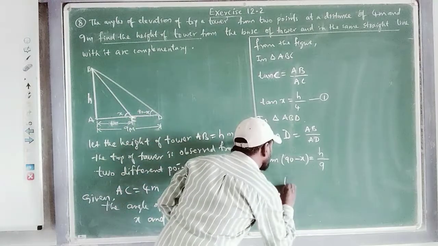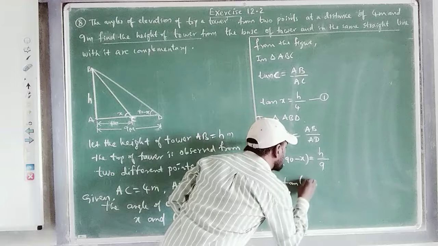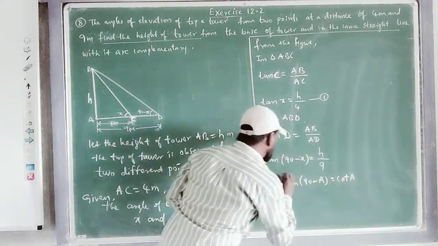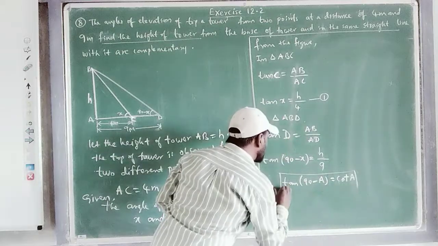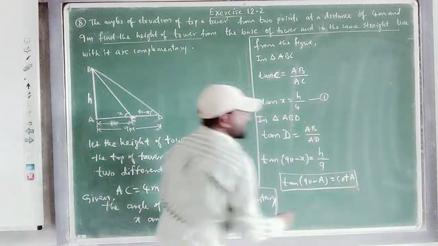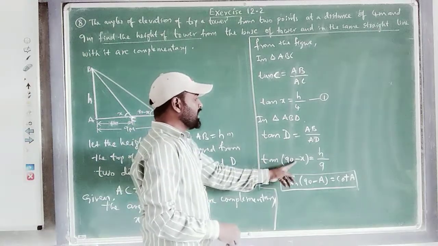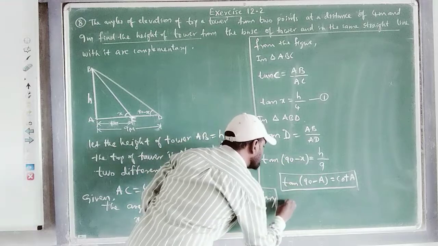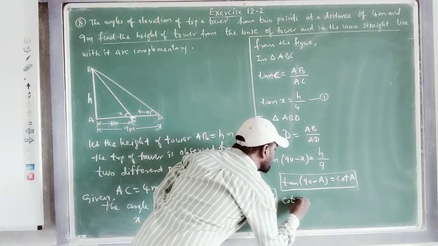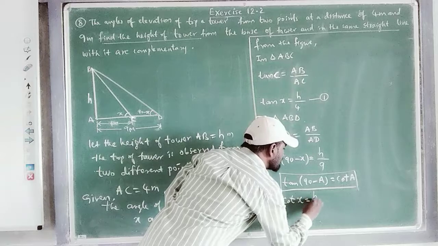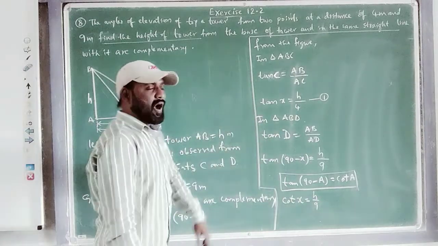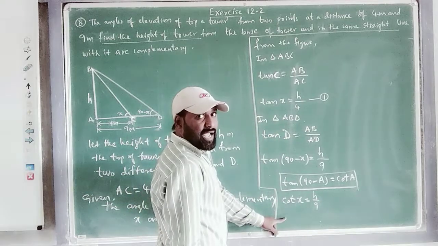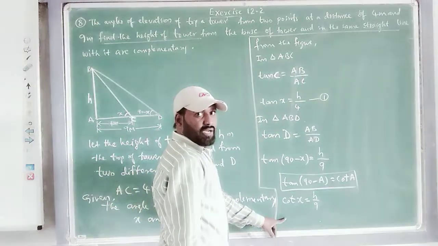Now we know the complementary trigonometric ratio: tan 90 minus a is equal to cot a. Tan and cot are complementary to each other and also reciprocal of each other. So instead of tan 90 minus x, I can write cot x. So cot x is equal to h by 9.